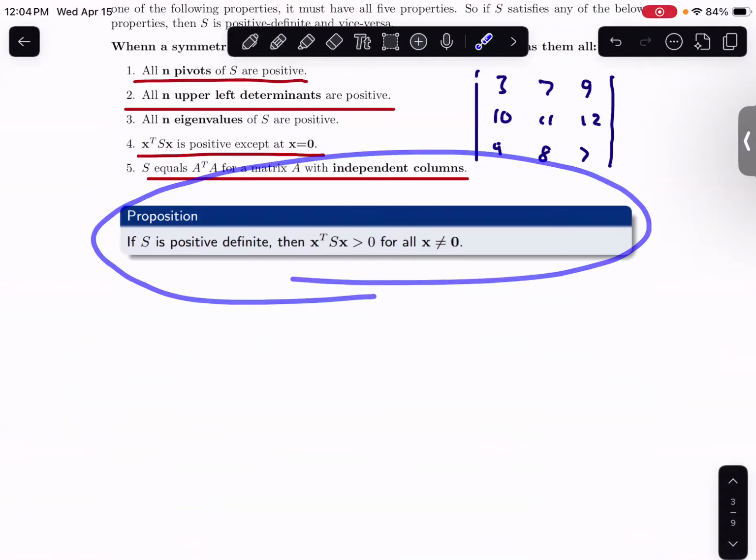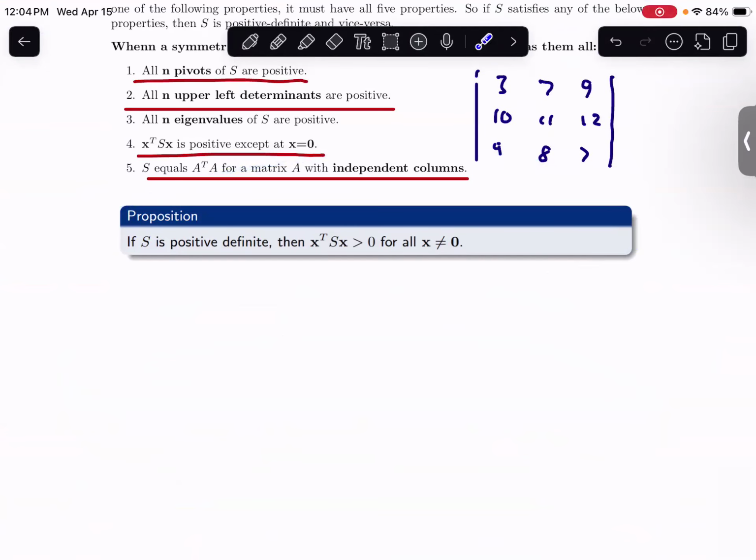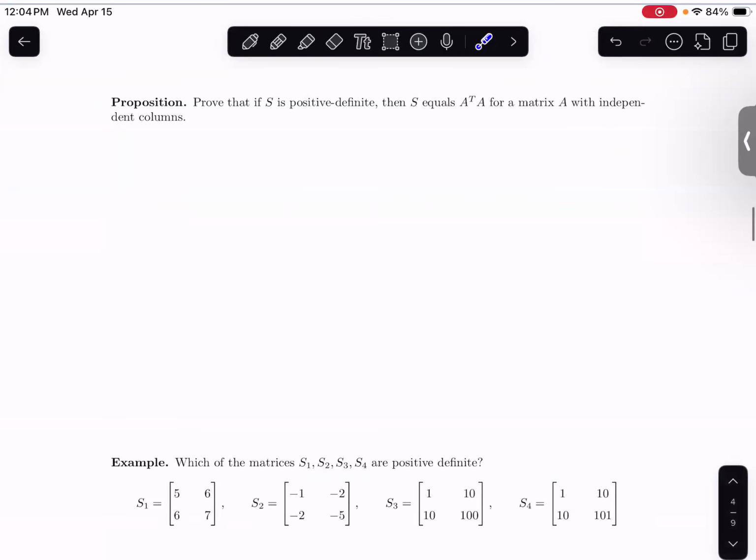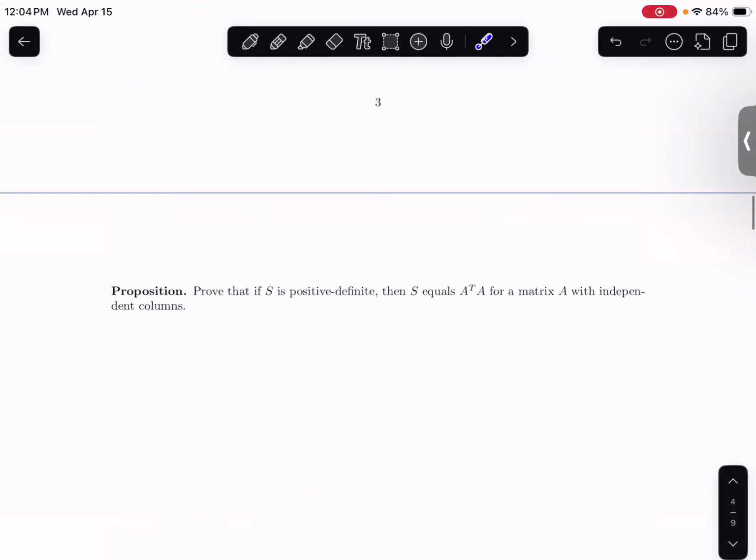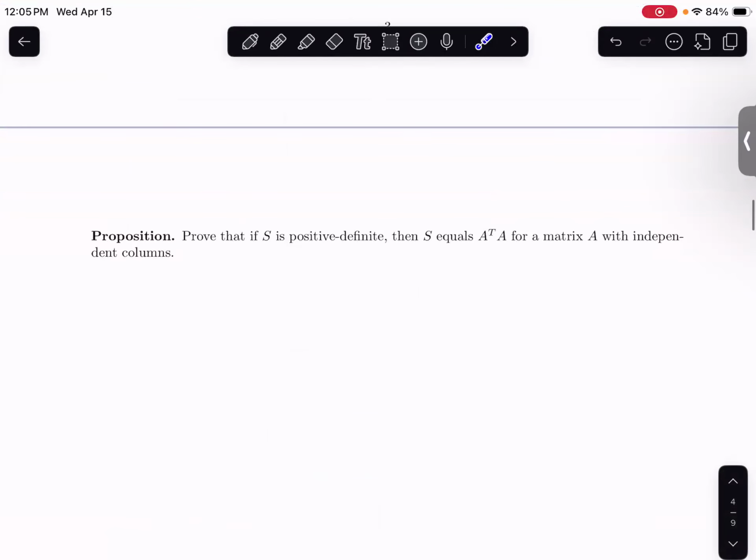And prove this proposition here. I kind of forgot that you need the 5th property in order to show the fourth property, at least in a way that's not super long. And so we're going to prove the proposition at the top of page 4 first. So this is saying that if S is positive definite, then we have that S is equal to A transpose times A for a matrix A with independent columns.